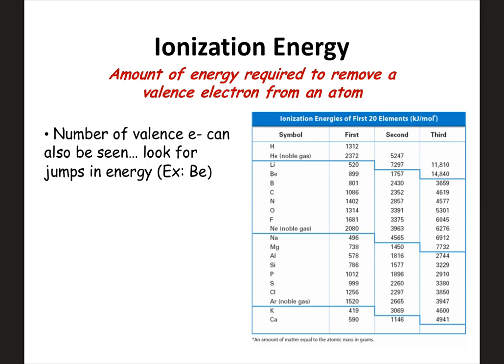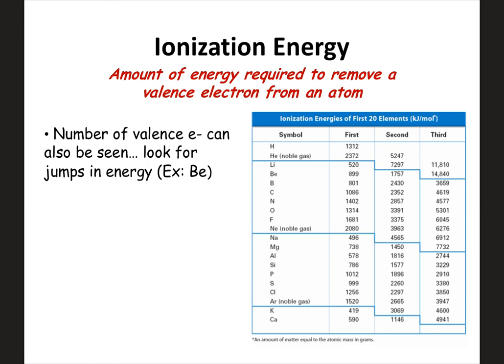There's something else here with ionization energy that's new in AP. You can actually use ionization energy to see the number of valence electrons a particular element has, by looking for what we call jumps in energy. So you would need to be able to see a series of these ionization energies, meaning a first ionization energy, where you're removing one electron, a second ionization energy, you remove two, a third ionization energy, you remove three, and so on. But if you look for jumps in energy, you can determine how many valence electrons a particular element has.